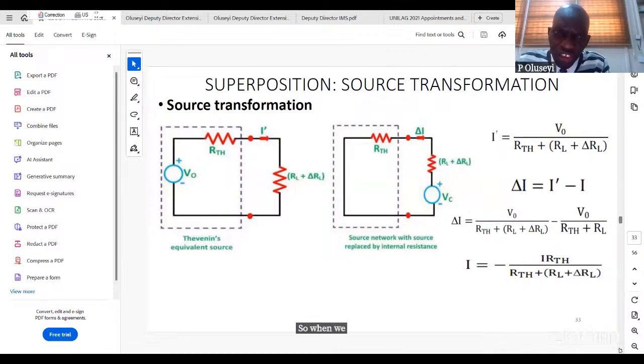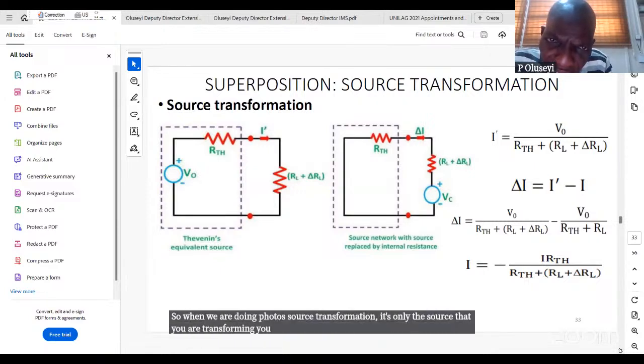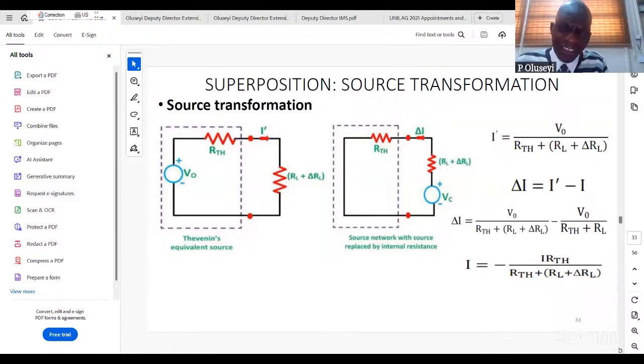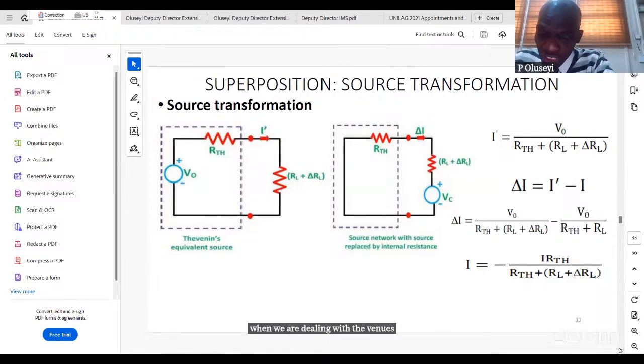So when we are doing voltage source transformation, it's only the source that you are transforming. That's why we call it source transformation. You must disconnect your output from it. But everything that makes up your source is what you are pulling together to give you source transformation. And if you look at Thevenin theorem, you collapse all resistors together, and you only pull out the output. But we are not yet there. That's my next lecture with you. But that's the principle that we normally will be using when we are dealing with Thevenin's theorem and Norton's theorem.